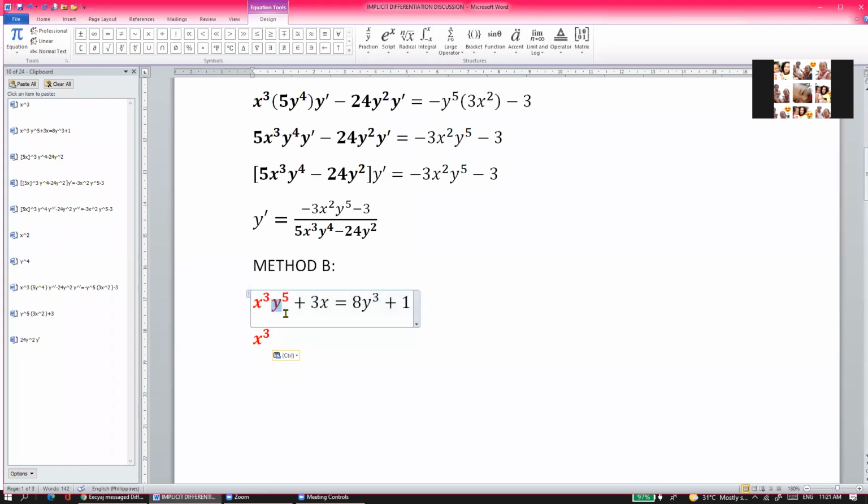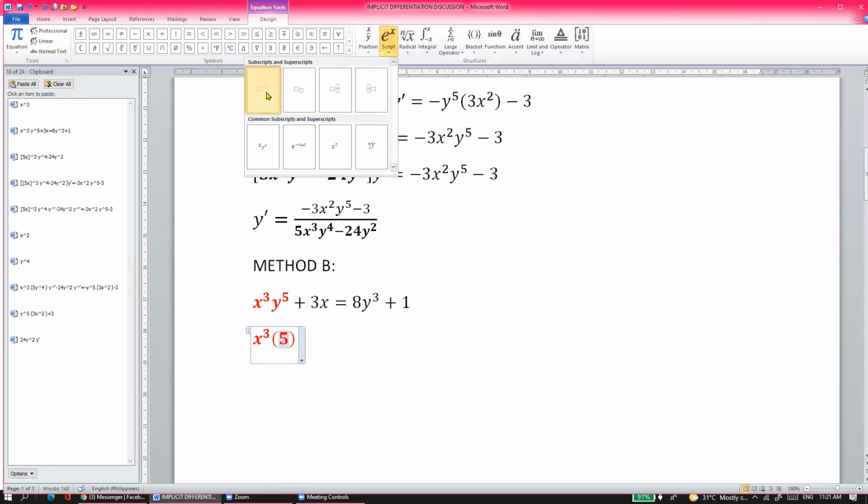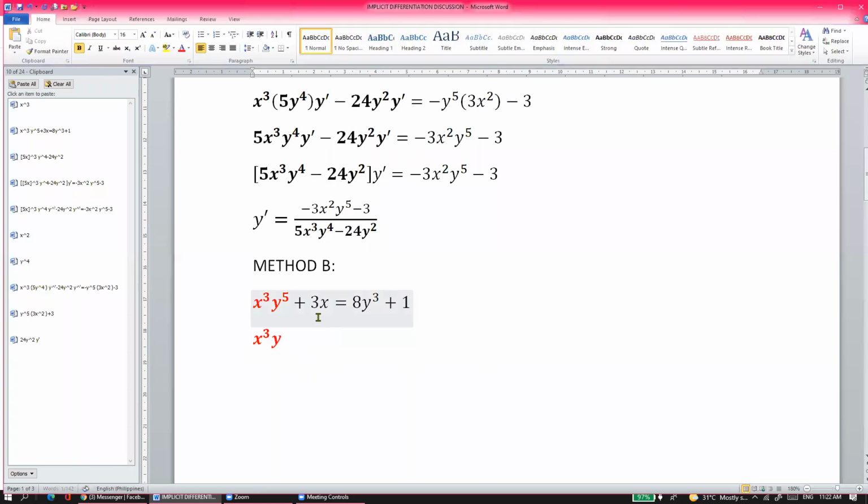Okay, again, ano ba ang derivative ng y to the 5th power? Isn't that 5y raised to the 4th power? Okay, very good. So, I'll type a parenthesis here, and then 5y to the 4th power. But take note, lalagyan ko ng dy. Kung kanina y prime ang nilalagay natin, ngayon naman dy. Can you follow, class? Opo.